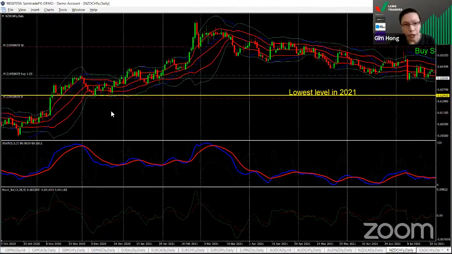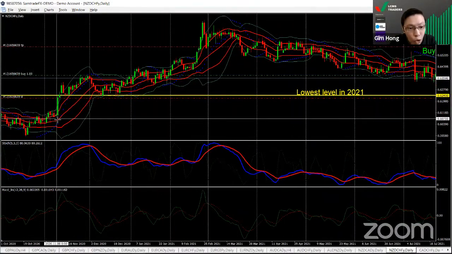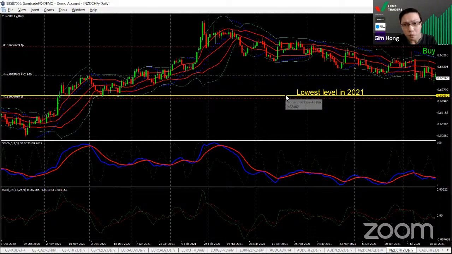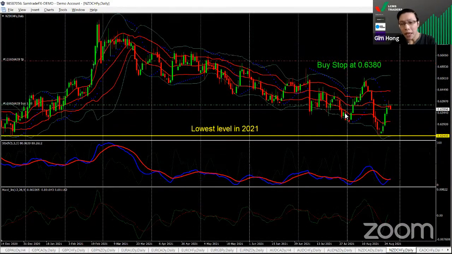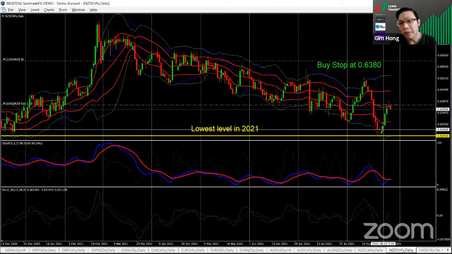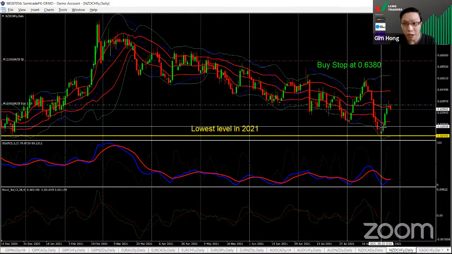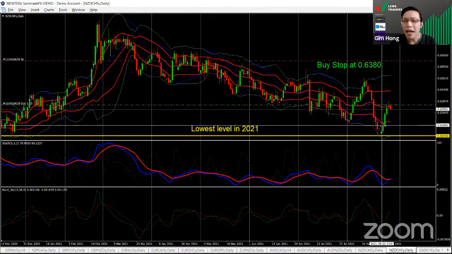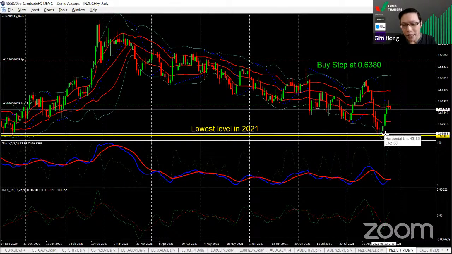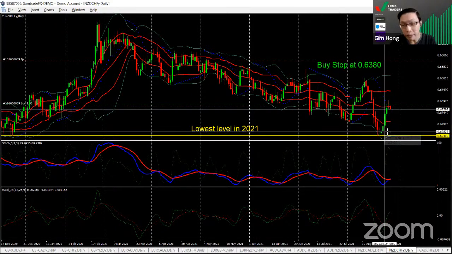Well, the last time it actually traded lower was November of last year. So yep, this year it actually traded to a low of 0.624. Now, because of the clarification by Hawkesby and the hawkish message, it actually rebounded. So I felt that it's a good opportunity for us to look for buying opportunities.